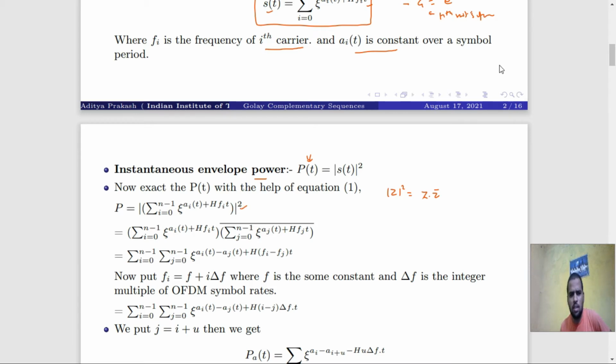That means the summation over i equals 0 to n minus 1, but I change the variable and replace i with j in the second factor. The first term is the same, written as the summation over i equals 0 to n minus 1 of j to the power a_i(t) plus h f_i t, into the summation over j equals 0 to n minus 1. We simply replace i with j.